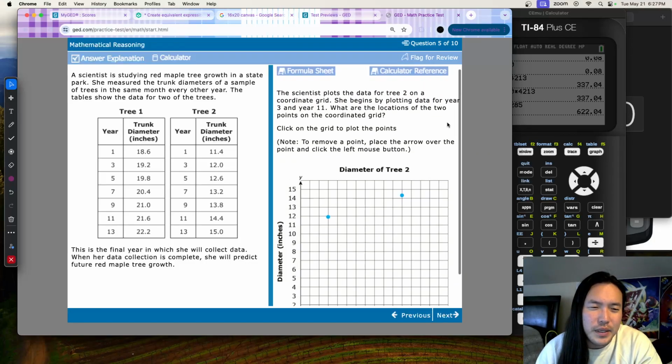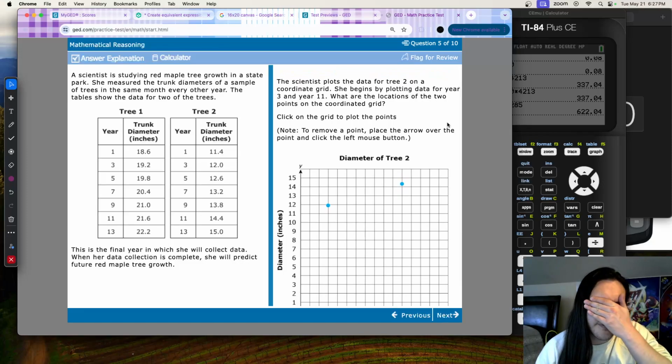It looks really hard, right? But at the end of the day, it ends up being super simple. Definitely run into a lot of questions like this. Don't get intimidated. Read it.